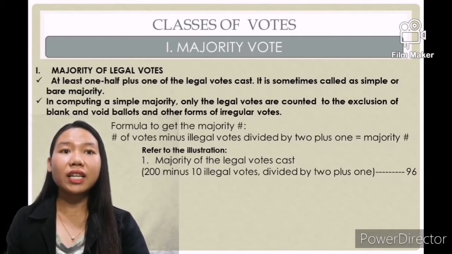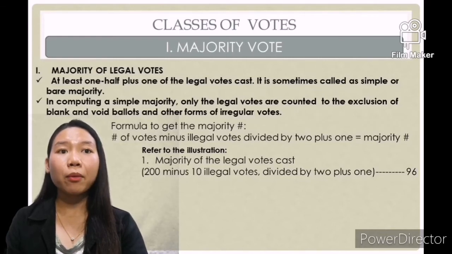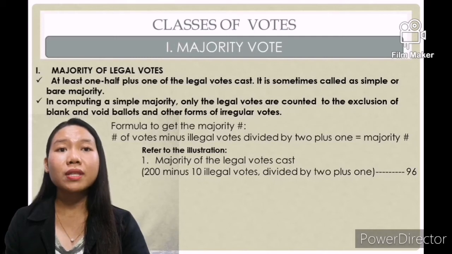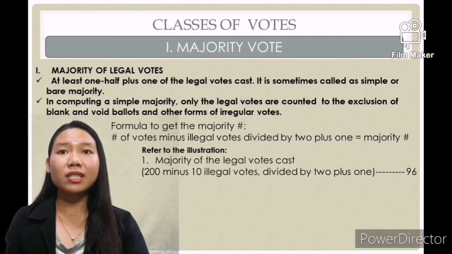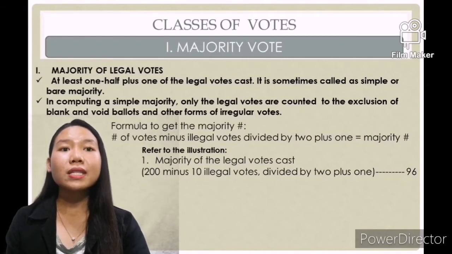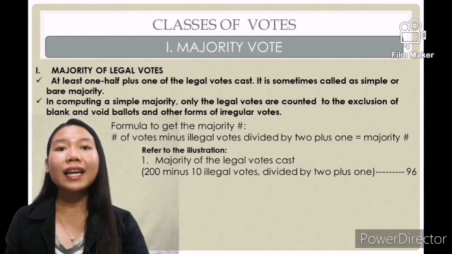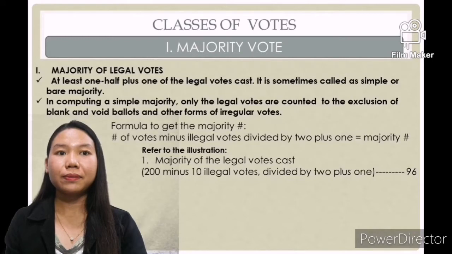Based on my illustration earlier, to get the majority number of this type of majority vote, the computation is: number of votes minus illegal votes, divided by 2, plus 1. You subtract the illegal votes because, as I have said, only the legal votes are counted. So the number of votes in the illustration is 200, minus illegal votes, which in the illustration is 10 declared illegal votes, divided by 2 plus 1. The answer is that the majority number needed to win a motion is 96.